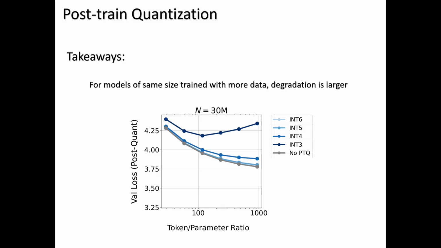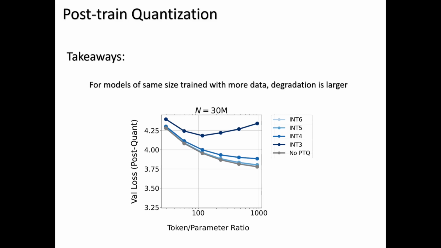And for the case of quantization to integers of 3 bits, with more training data, the validation loss even grows. That means when you train the model with more data and quantize it to 3 bits per weight, the model will perform worse than the model trained with less data and quantized to the same degree. So this is out of our expectation.